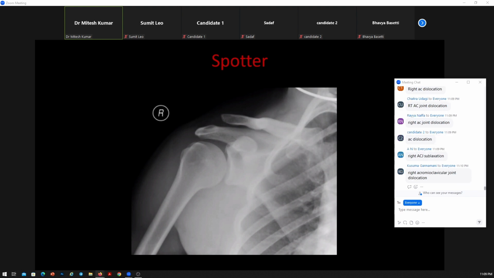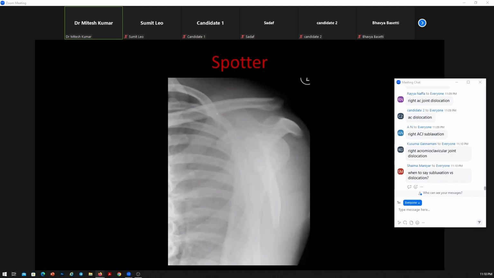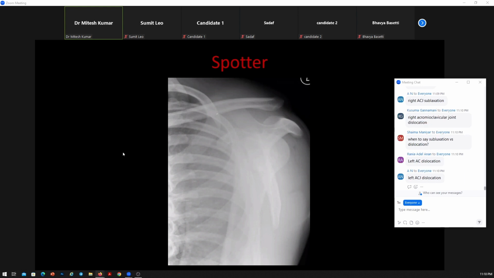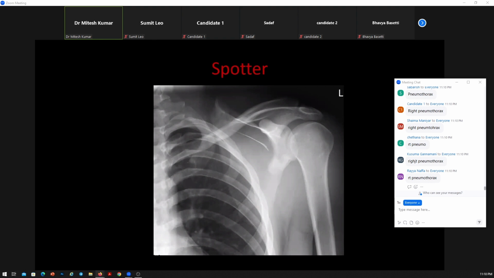Yes, AC joint subluxation. Now this is clear-cut dislocation. AC joint dislocation, yeah. Next. Yeah, again, same pathology, left AC joint dislocation. Next X-ray. Right pneumothorax, perfect. Next.